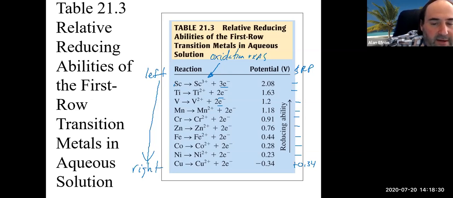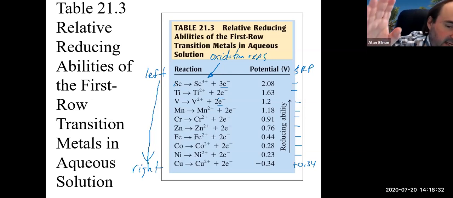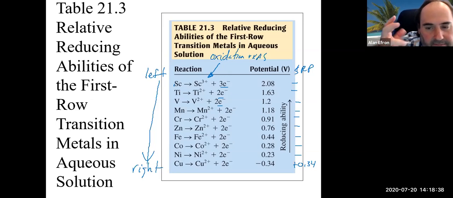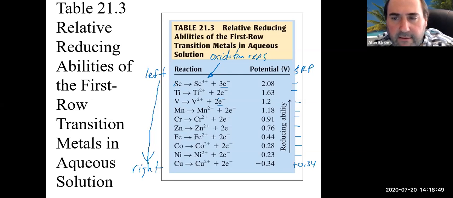That's why reducing ability, or being a reducing agent, increases as you go up, because those are the things most likely to be oxidized. So again, this is sort of the opposite of how we saw it in the previous chapter. Any questions on that?